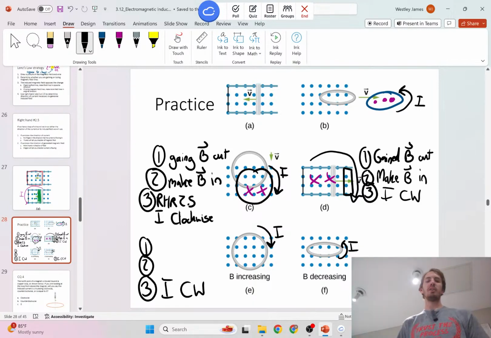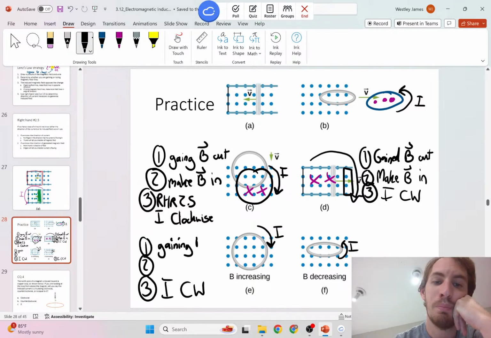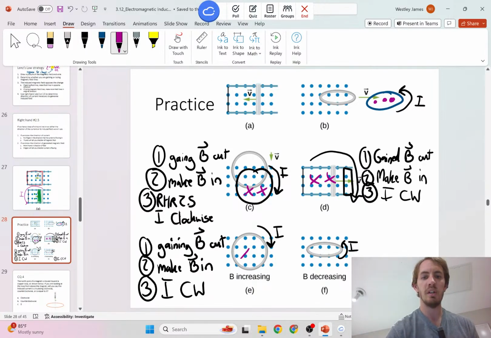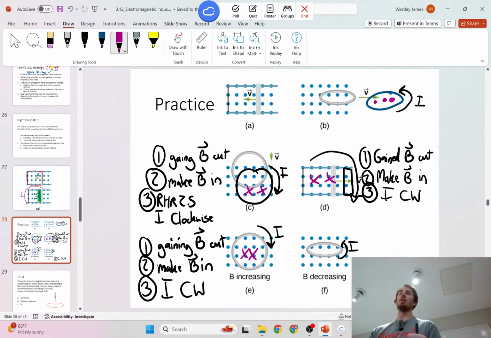All right, so in the first case, if B is increasing, I am gaining B that's out. So same thing as before, I'm going to make a B that's in. Right-hand rule 2.5. Same as the last ones, to counteract that change, thumb goes in, clockwise.